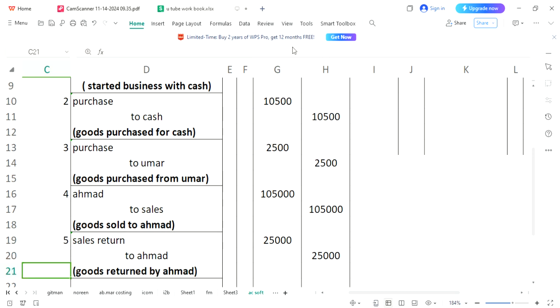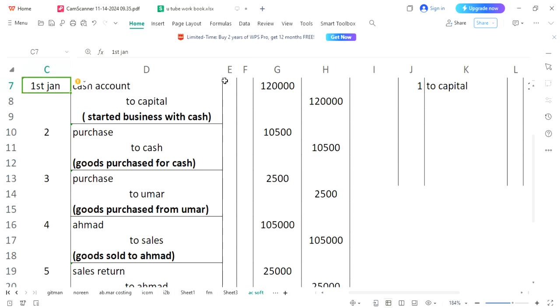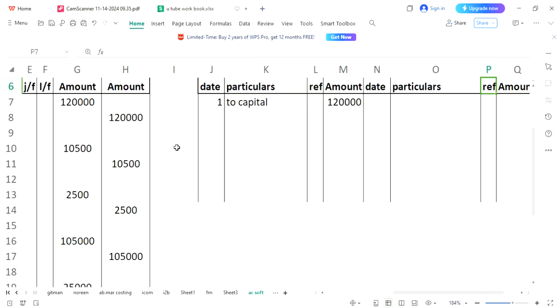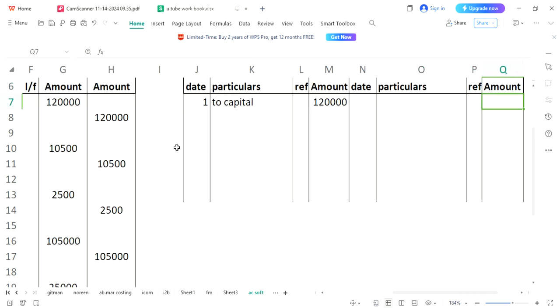Dates are not aligned at the center, so we are going to align them at the center. Alright, dates are completed, the first entry is completed, we have posted it to the ledger. Next entry, purchase to cash. Yes, cash is present over here, which is written on the credit side. So this time we will go to the credit side of our ledger, and you will post 10,500 over here.